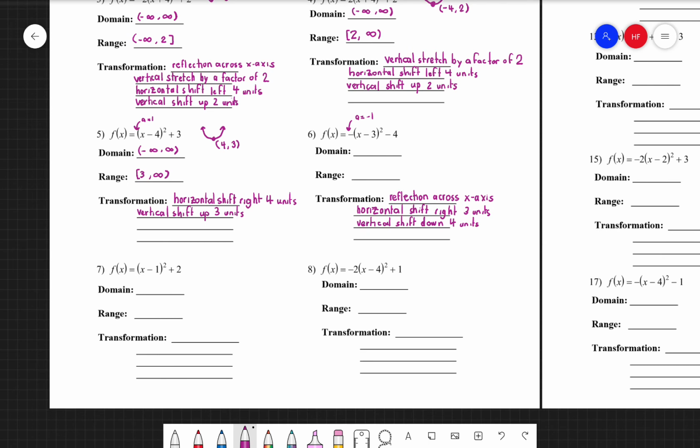So I have a negative parabola. It's facing downward with a vertex that went right 3 and down 4. So 3, negative 4 is my vertex. Since it is facing downward, that is a highest value, that is a maximum. So the maximum on the range is negative 4, and then everything else will be smaller than that. And the domain is the same as always, negative infinity to infinity.